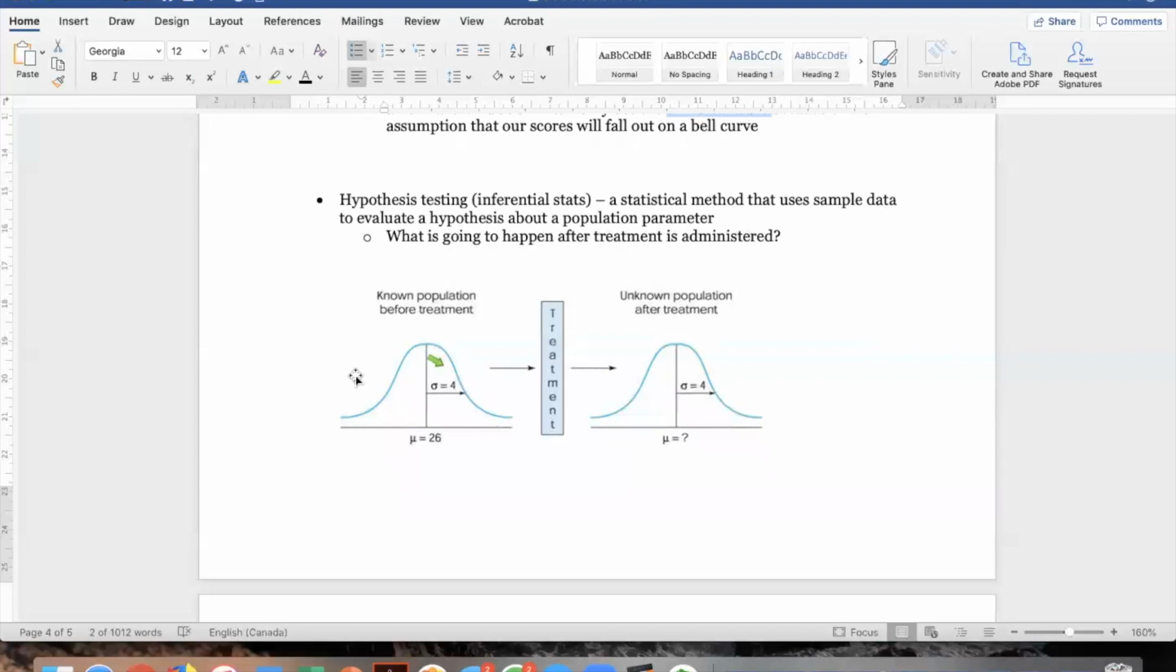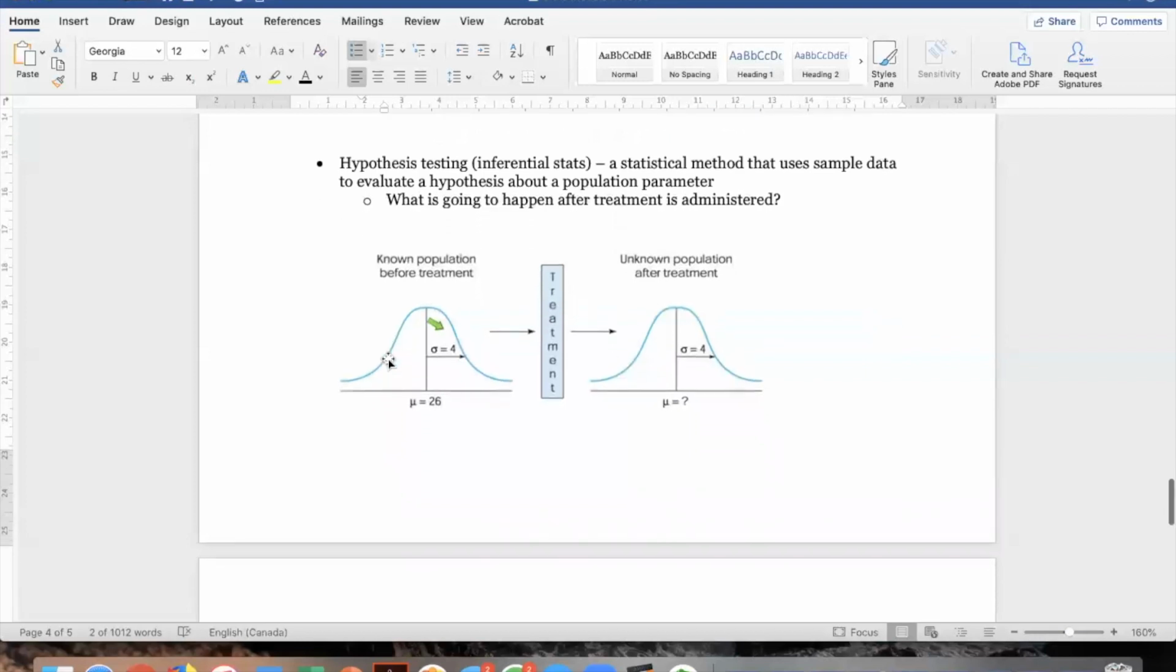Okay, awesome. This stuff's hopefully a little better. So hypothesis testing, basically we don't do this in descriptive statistics. We only do this in inferential statistics. It uses sample data to evaluate a hypothesis about a population parameter. So what is going to happen after treatment is administered?